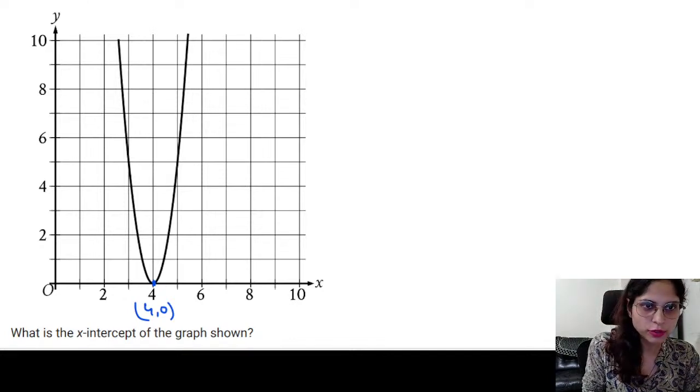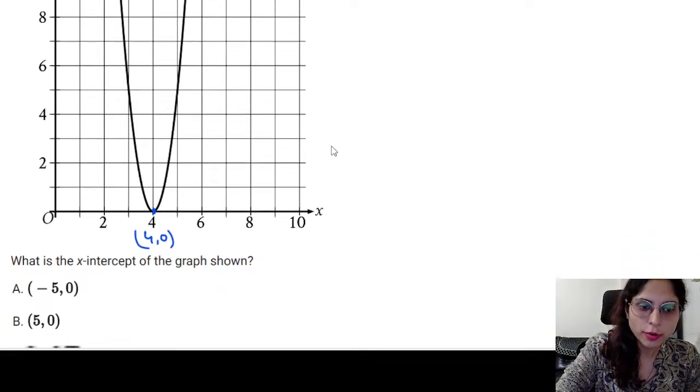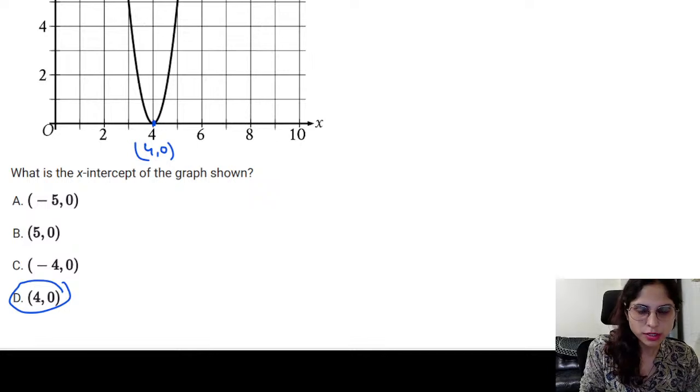So we just have to look for the point 4 comma 0, and here options are given. So my answer is 4 comma 0. That is option D. Alright.